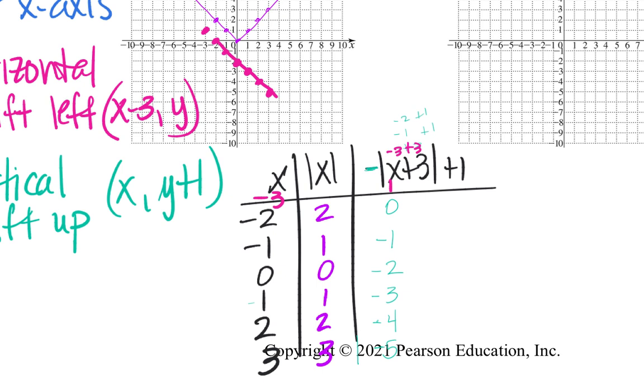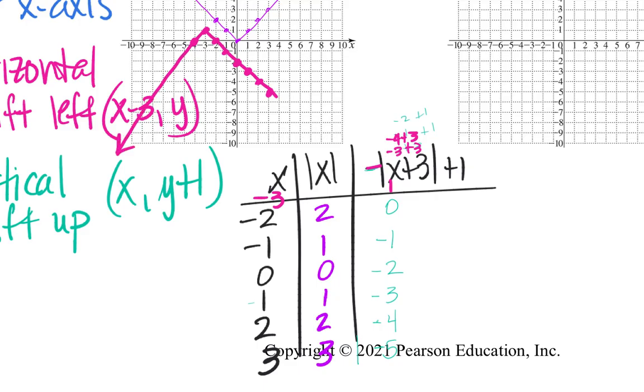All right, well, what about a negative 4? Negative 4 plus 3 is negative 1, and the absolute value of negative 1 is 1, but we have the negative sign out front. So now we've got negative 1 plus 1, so we get 0 again. So we're going back down here to here. So now we can see that we're coming back this way.